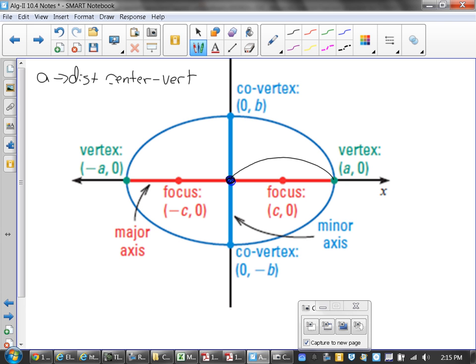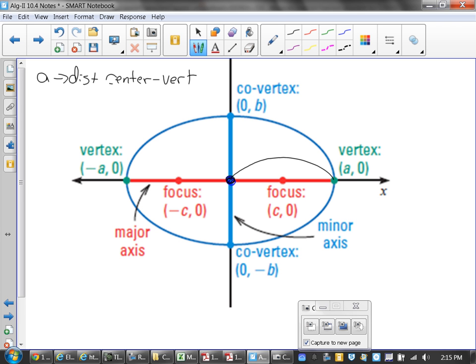Our centers today are going to be located at the origin. So that works for both of them. When you say A, is that the letter that's always used? Yes, for these things, this A value is always going to be used for your distance from your center to your vertex for a conic.